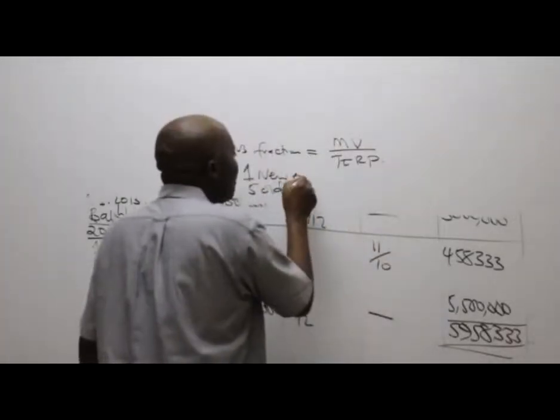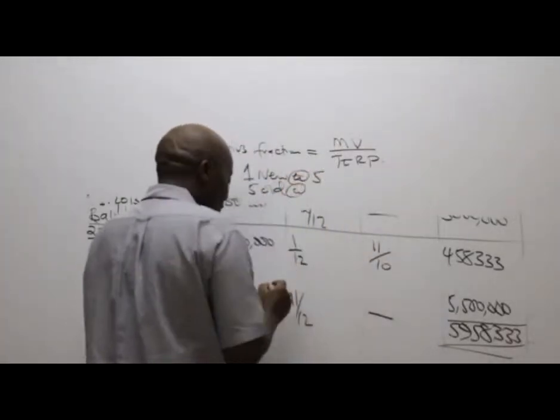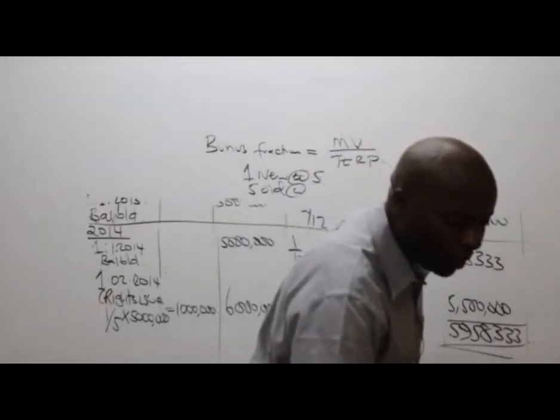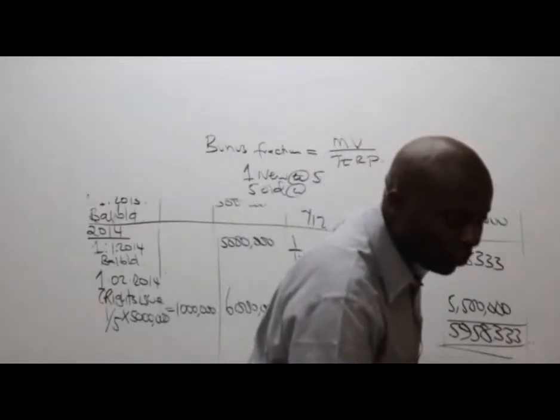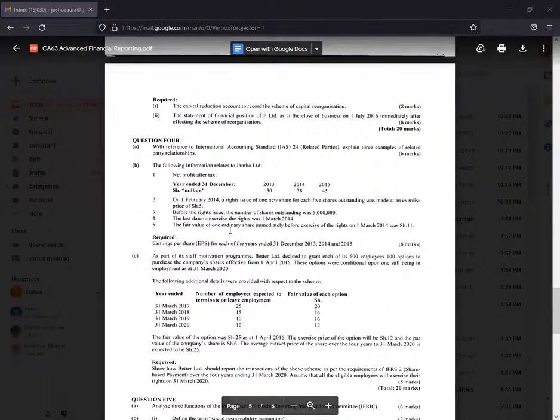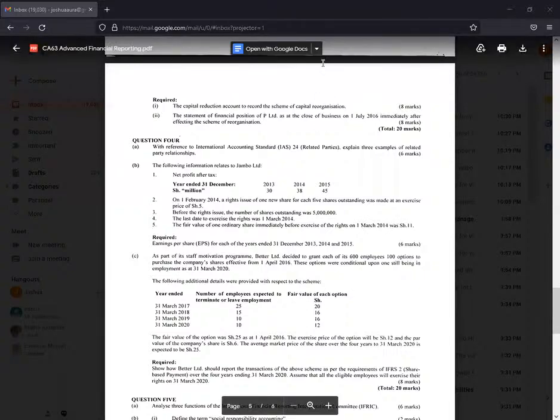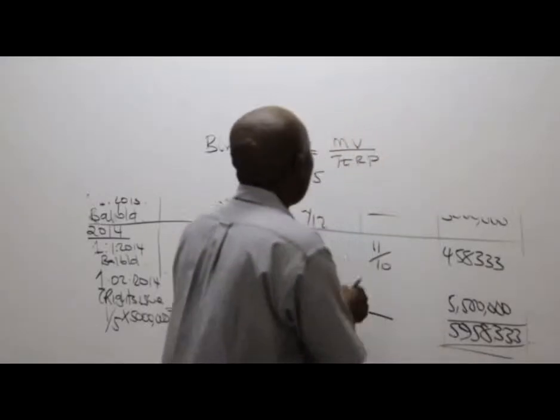So this 1 new is at 5, and then the 5 old shares, each one of them was going for 11 bob. So the old here, the fair value of 1 ordinary share immediately before exercise of the rights on 1st March 2014 was 11. So times 11 like that.